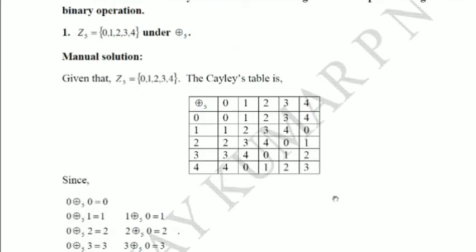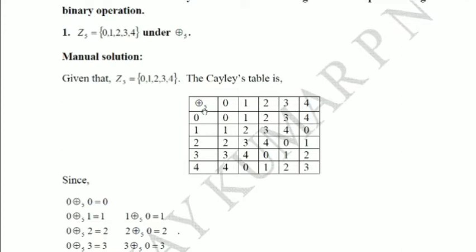Now, what is your condition for verifying the identity element? You should get A star E equal to A, or E star A equal to A. Here your star is addition modulo 5. So your condition will be A addition modulo 5 E is equal to A only. Instead of star, you have to write addition modulo 5.